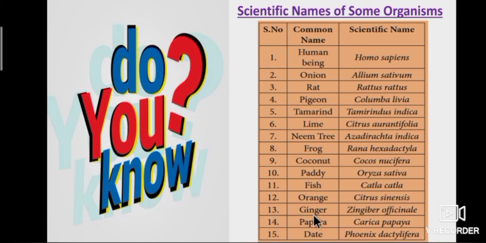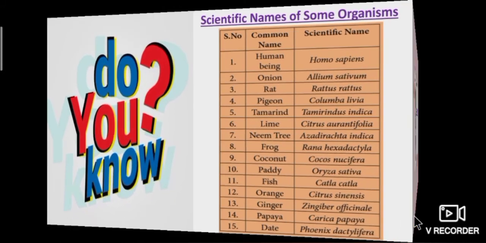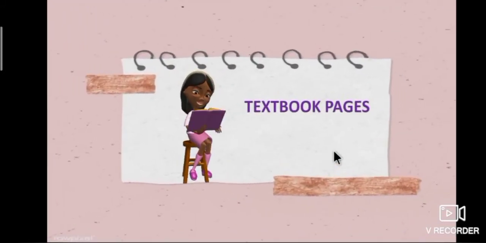13th one, ginger. Scientific name is Zingiber officinale. 14th one, papaya. Scientific name is Carica papaya. 15th one, date. Scientific name is Phoenix dactylifera. Okay students, I hope you have all understood about classification of plants, five kingdom classification and binomial nomenclature. Now let's see some textbook pages related to today's topics.